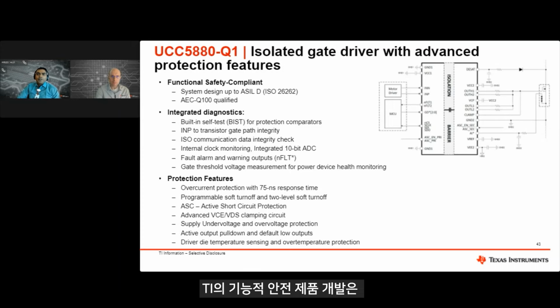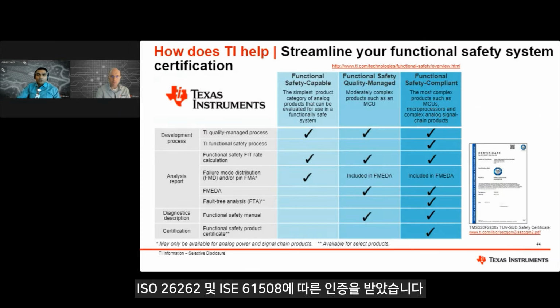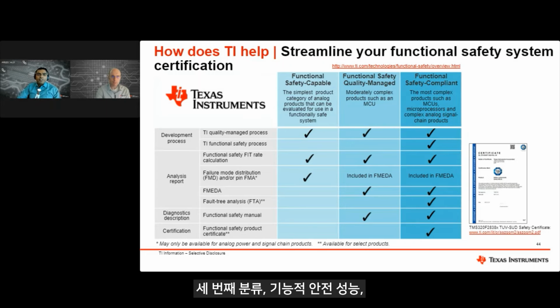TI's functional safety product development is certified according to ISO 26262 and IEC 61508. The product classification as functional safety capable, functional safety quality managed, and functional safety compliant helps customers choose the right products for their right applications. FMEDA, FMA, safety manual, and safety certification documentation, along with the system safety concept assessment reports, are available to the customers on request.